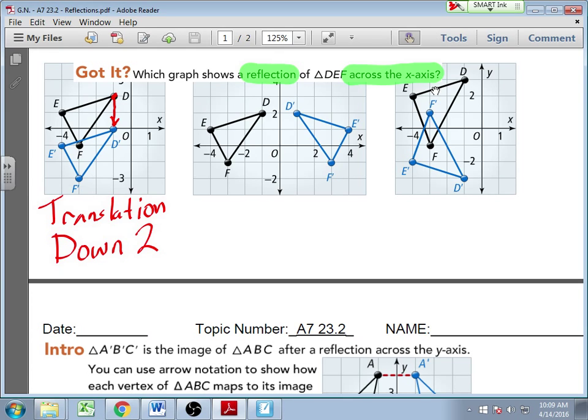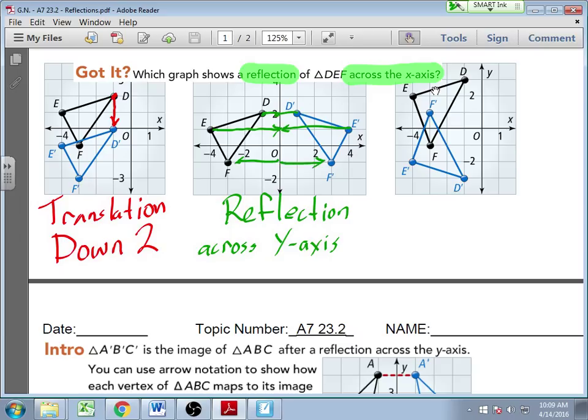Olivia, what about the second one here? I think that's a reflection. But what is it a reflection over or across? The y-axis. Yeah, this is a reflection across the y-axis. Because D is 1 away from the y-axis, D prime is 1 away. E is 1, 2, 3, 4 away. And E prime is 1, 2, 3, 4 away. F is 3 away, and F prime is 3 away. They're all in opposite directions, so it is a reflection.